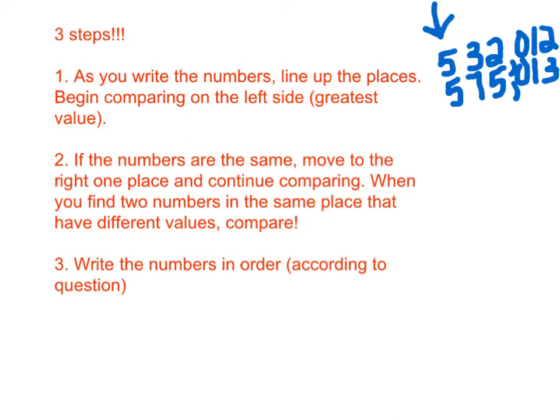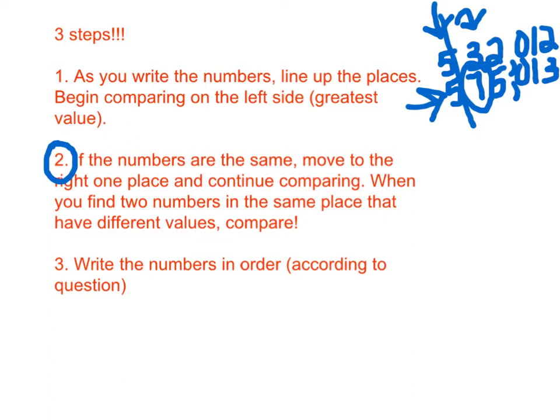Now, once I've done that, if they are the same, I'm going to cross them out, and I'm going to go on to step two. If the numbers are the same, move to the right, comparing, and continue comparing. So now I'm going to compare the 10,000s place. I have a 3 and a 7. These are different, so which number has the greater value? The 7. Good job. So the 7, this number is my greatest number.